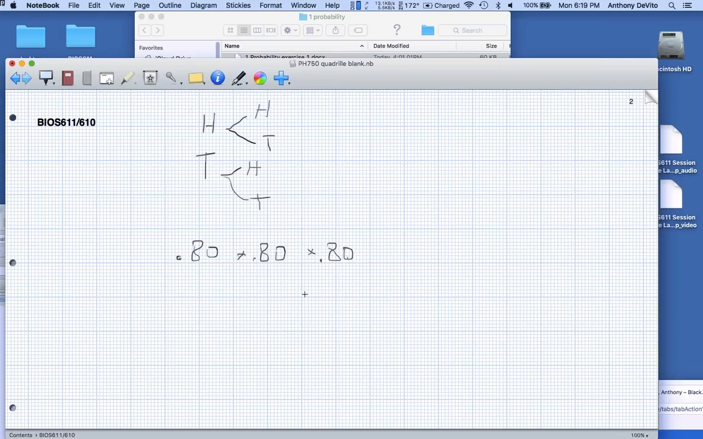Now, anybody know what that is? What does that come out to be? Anybody? 0.8, 0.64, right? One of you guys have a calculator? Don't make me do it in my head, please. 0.512. Okay, they beat you to it online. Okay, 51.2%.